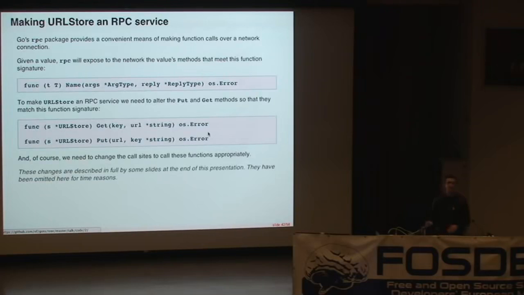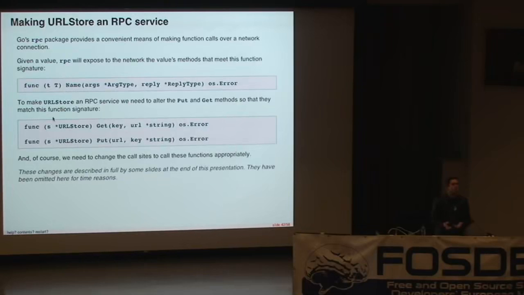So to introduce Go's RPC mechanism, it's part of the standard library, and it's very simple. The way it works is given a value of some type, RPC will expose the methods of that value that have this form. And the form is for some type T, they need to have two pointers as their arguments, and only two, and return an error value. And so if you have a type which implements methods of that form, then RPC can serve them over a network.